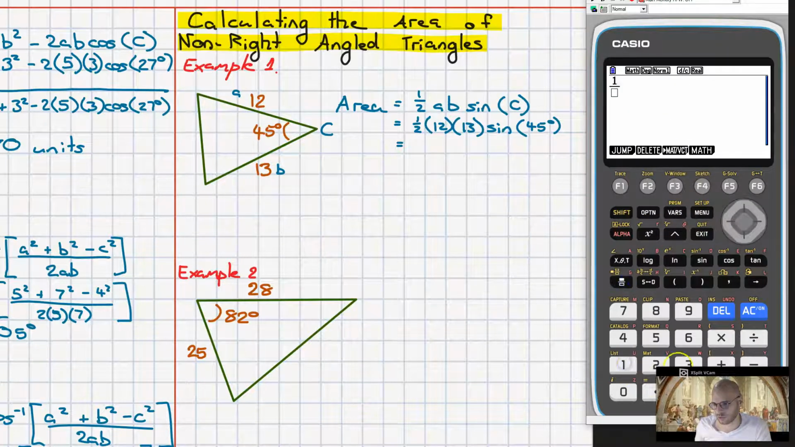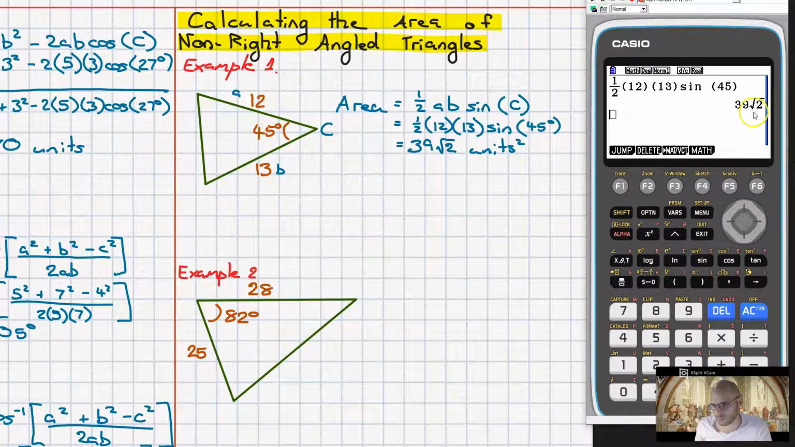So we'll go 1 over 2 multiplied by 12 by 13 by sine of 45 degrees. We hit execute, and it's going to yield a value of 39 root 2.